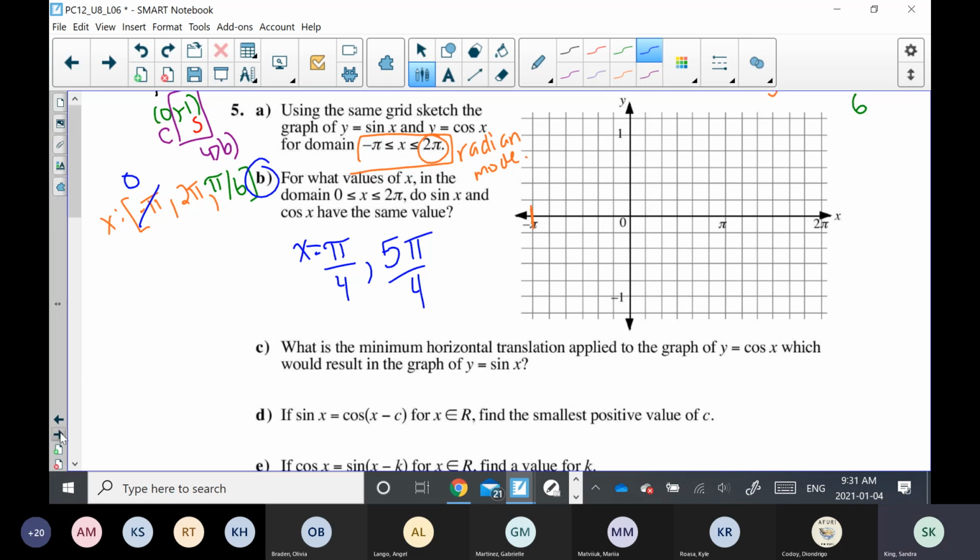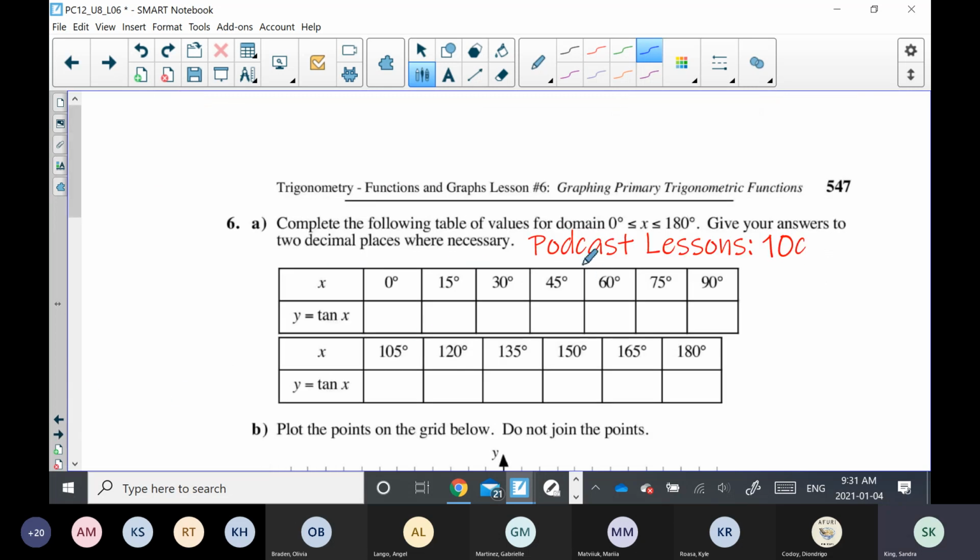For number 6, what did I say, 6a? Oh, if you could just write again, number 6 is where tan starts. So before you do any of the tan questions, make sure you watch that 8-minute podcast, lesson 10C. I'm just going to stop this recording.